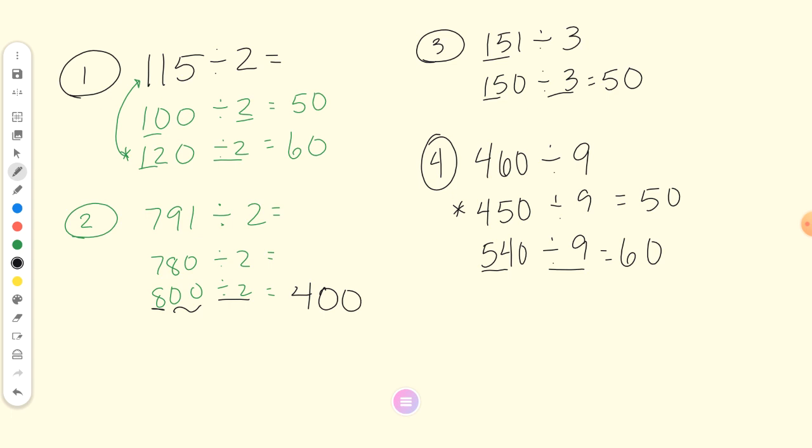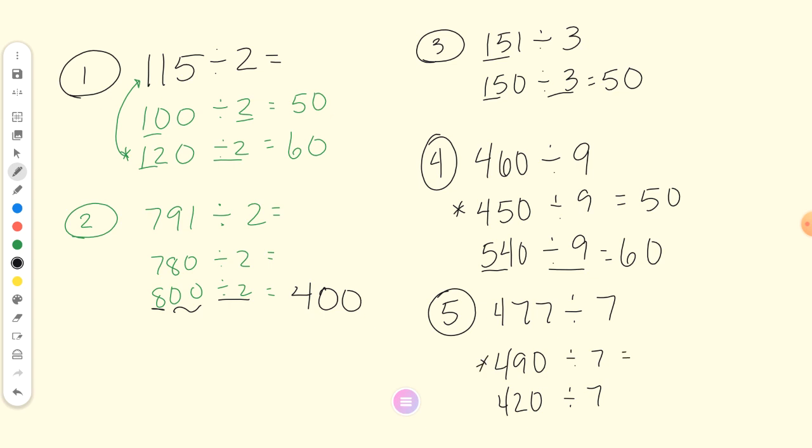Okay, number 5, Brennan. What did you change our problem to? 49 and 42. So 49, 490, and 42, 420. Which one's closer, Brennan? 49. 49 is closer. And what's 49 divided by 7? 7, and we add our 0. Good job. Madison, what's 42 divided by 7? 6, and then we add our 0. So 70 is the best estimate.